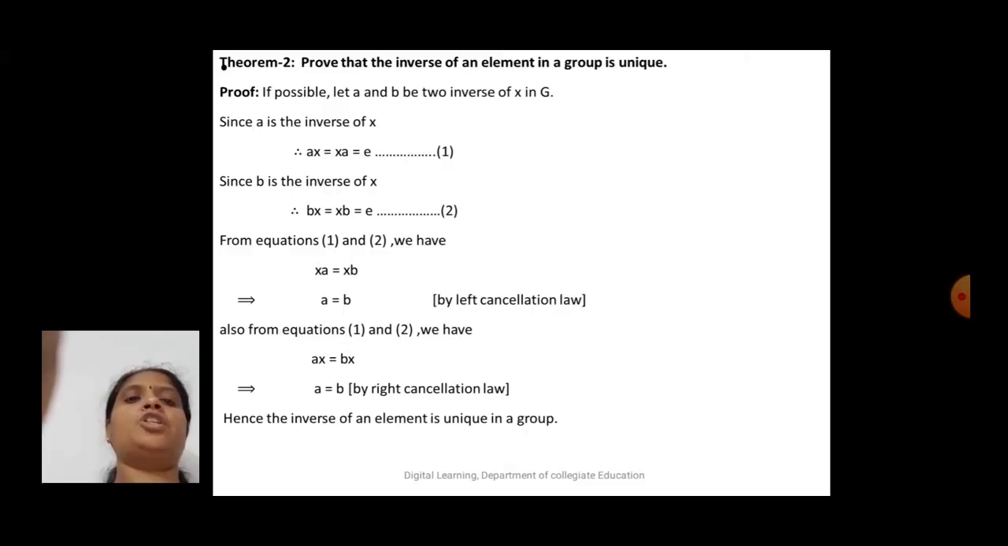Again, from equations 1 and 2, consider ax is equal to e and bx is equal to e. So considering ax is equal to bx, cancelling x on both the sides, we will be left with a and b, which is according to the right cancellation law. Therefore, the inverse of an element is unique in a group.